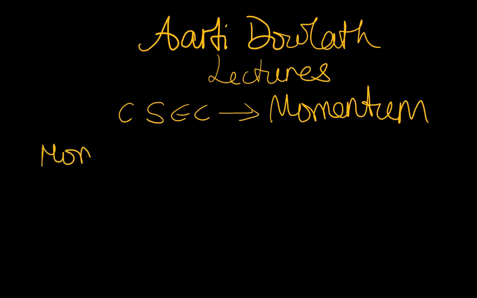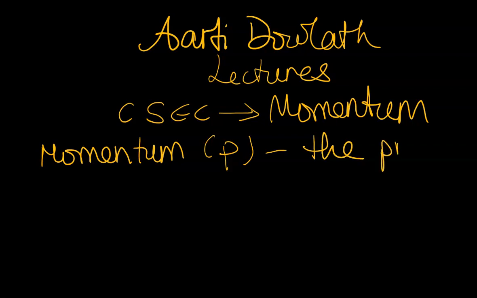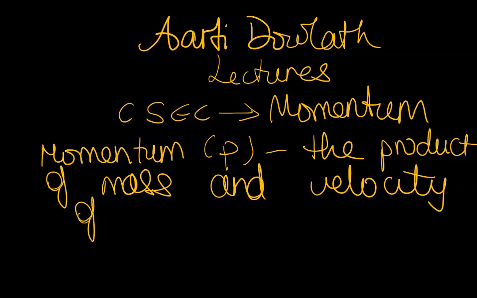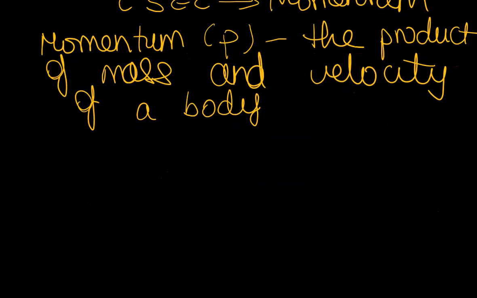So the first thing we want to talk about is what is momentum. Now, momentum is symbolized by a capital P, and it is defined as the product of mass and velocity of a body. And many times in past paper questions, you will be asked for about 2 marks for the definition, and you get 1 mark for terming it product and the second for saying mass and velocity.